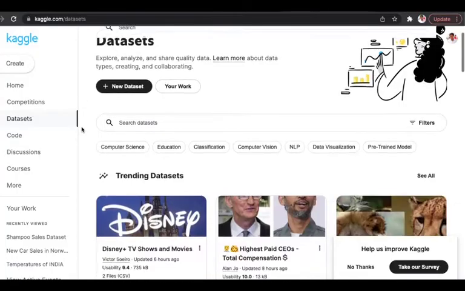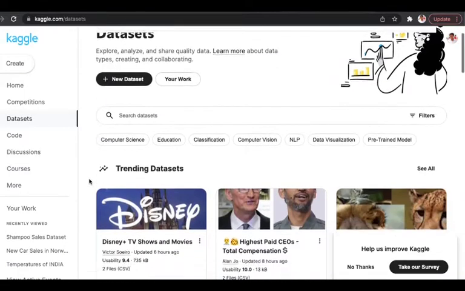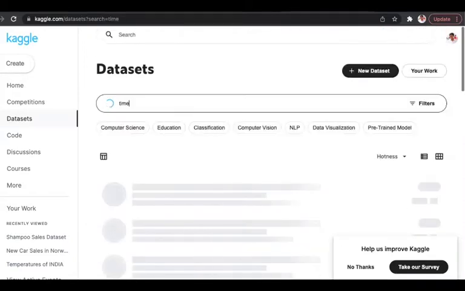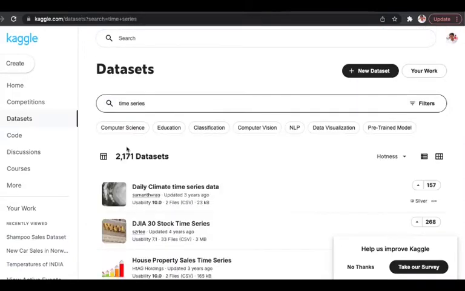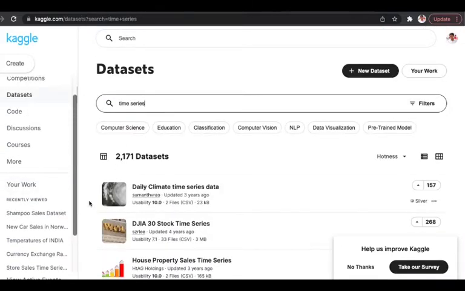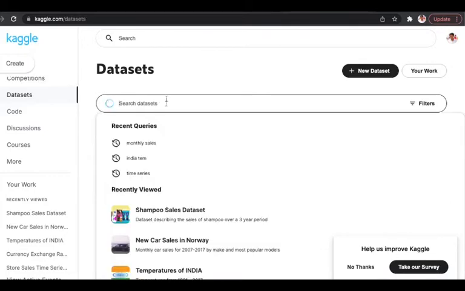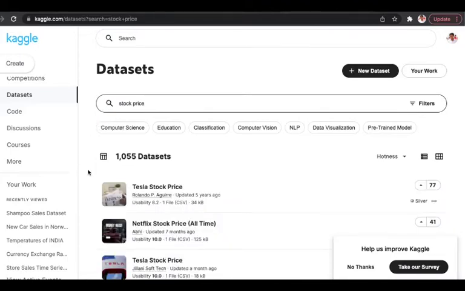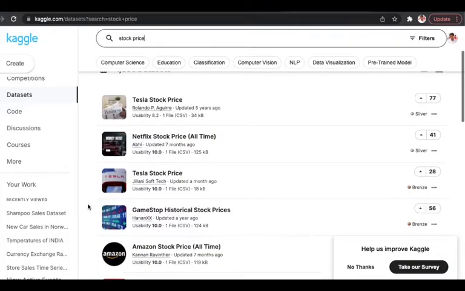So when you go to Kaggle, in this data sets page, you just search whatever you want. Let's say you are looking for a time series data. So just write time series. You'll automatically get a lot of time series data over here. Now let's say you're looking for some kind of a share market data or stock price data. So just write stock price over here and you'll get stock price data for this. But yes, there are better ways to get stock price data than Kaggle.